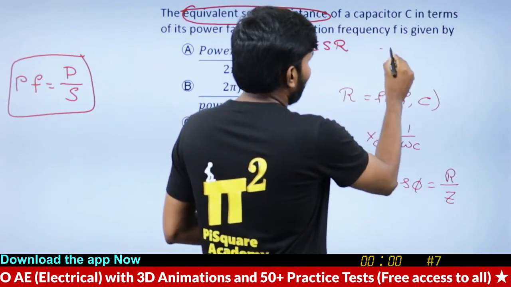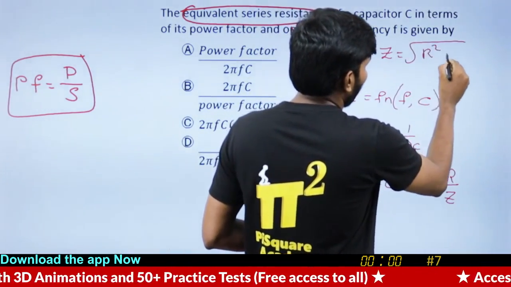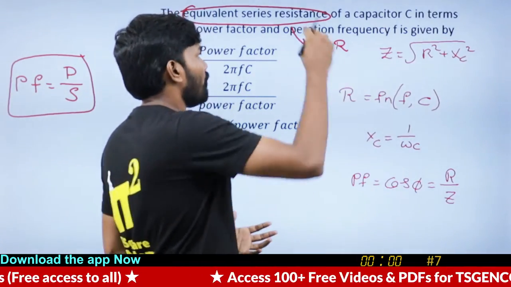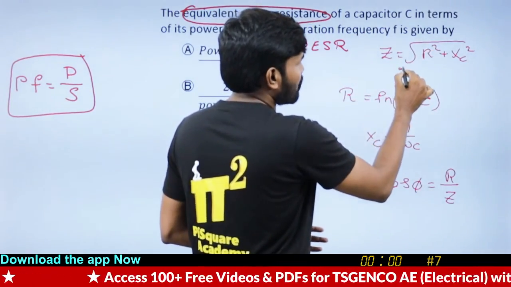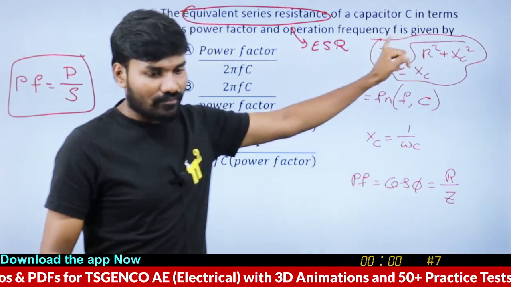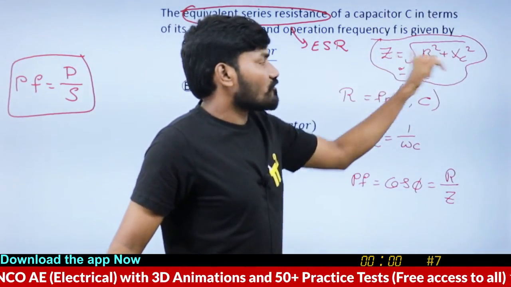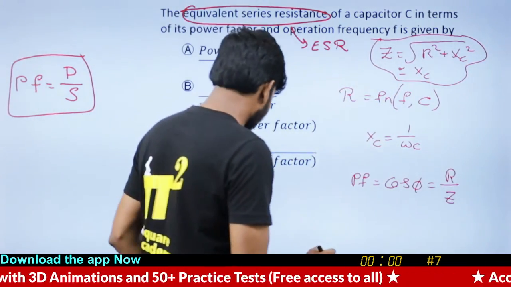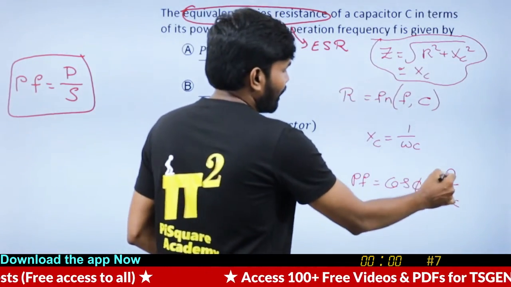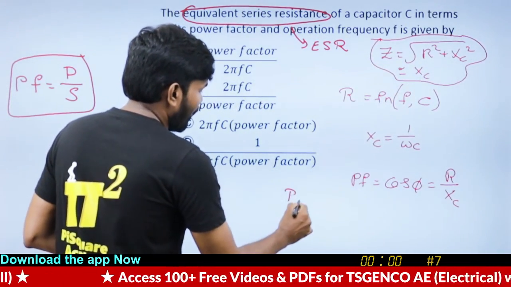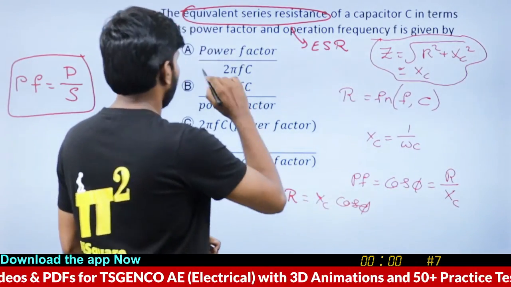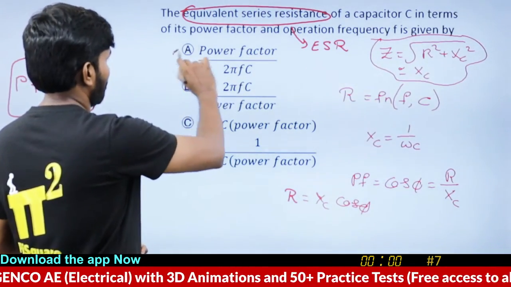If I consider Z equal to the square root of R squared plus XC squared, and this resistance value is normally very less, that's why we tend to ignore it. But if you want to represent it, I'm putting it here. So approximately Z is equal to XC. Why am I taking this approximation? These guys have rightly said R value is very less, so these will be almost equal. Now I put XC in place of Z. Taking it to the other side, R is equal to XC into cos phi, where XC is 1 by 2 pi FC. So the answer is cos phi by 2 pi FC. Answer is A.